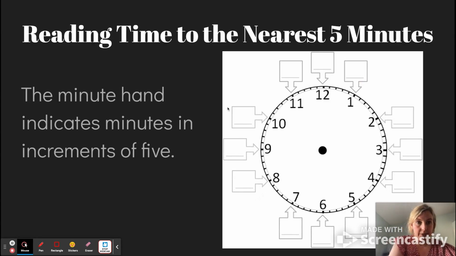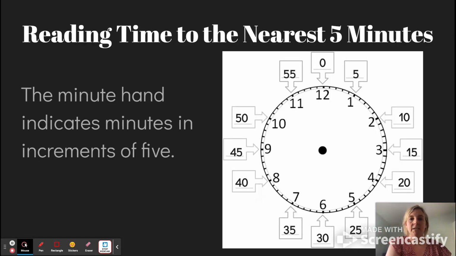Let's look at reading time to the nearest 5 minutes. The minute hand indicates minutes in increments of 5. So when you're looking at it, at the top, it's going to represent 0, and then 5, 10, 15, 20, 25, 30, 35, 40, 45, 50, 55. Now, you could count by 5s when determining the minutes. You could also remember that this is half an hour, 30, and start from 30 and count on. The more you practice, the better you'll get at remembering which number represents the minute on the clock.